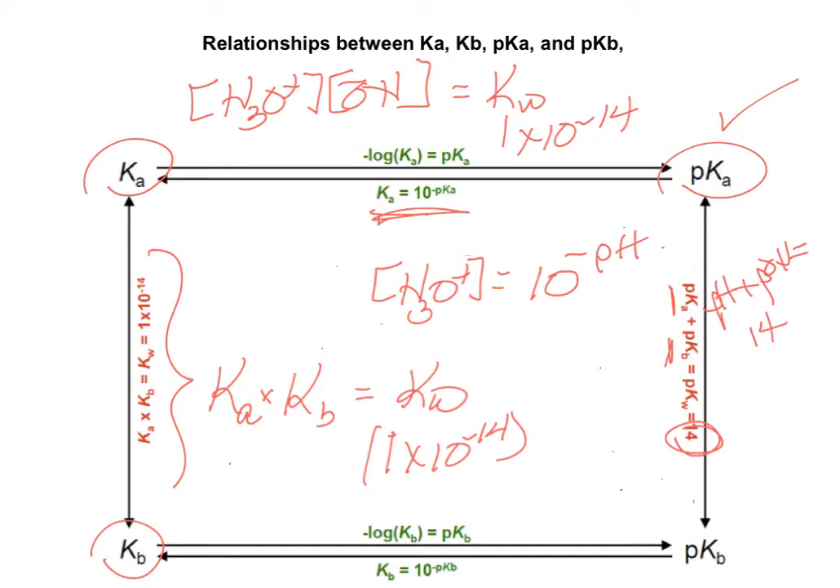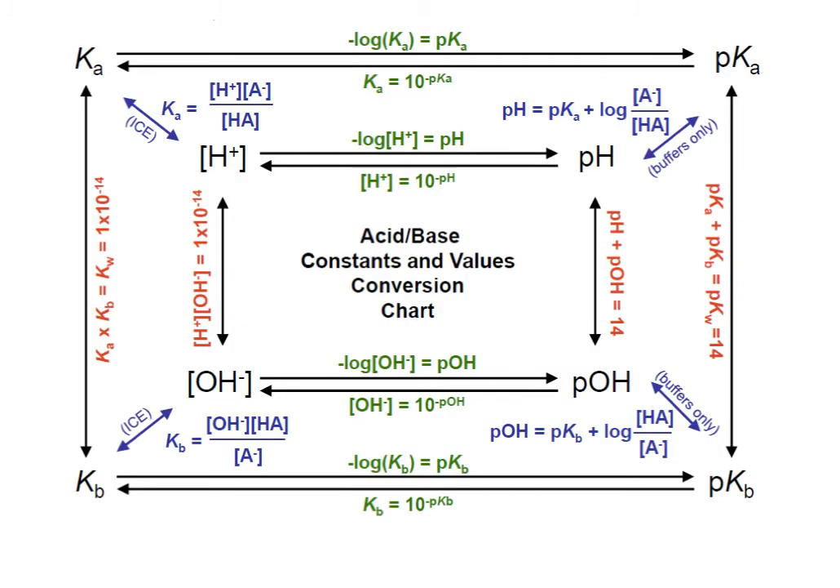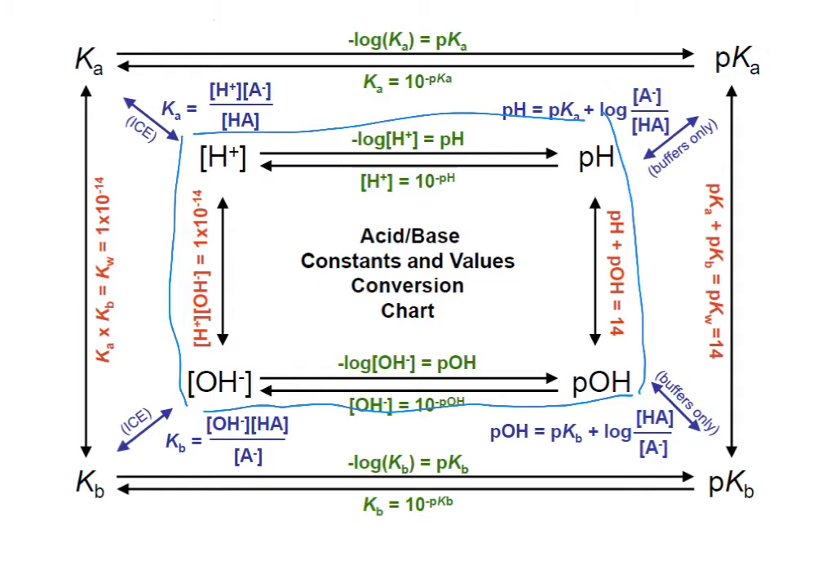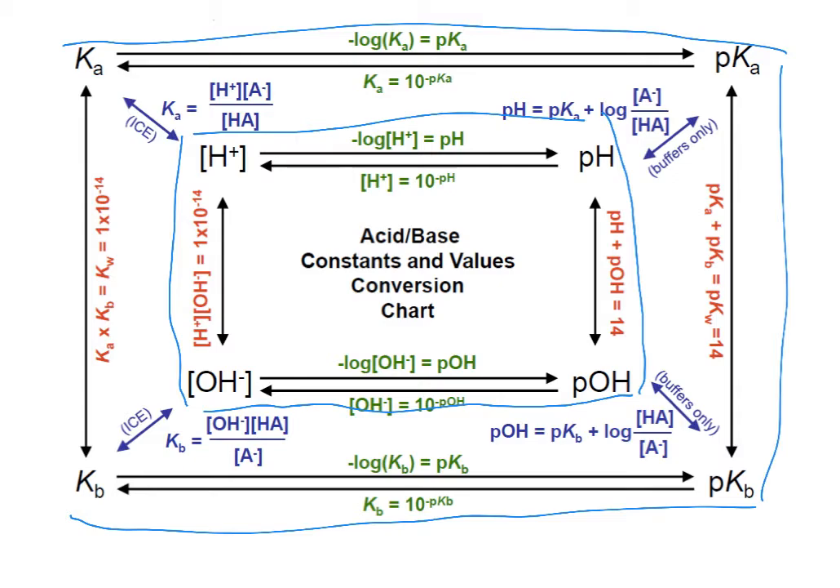I'm getting tired of this red pen. There we go. So now if we put those two squares together, we have the pH square in the middle and the Ka-Kb square on the outside. And there's just one more relationship I want to show here, and that would be the diagonal corners. That one and this one.